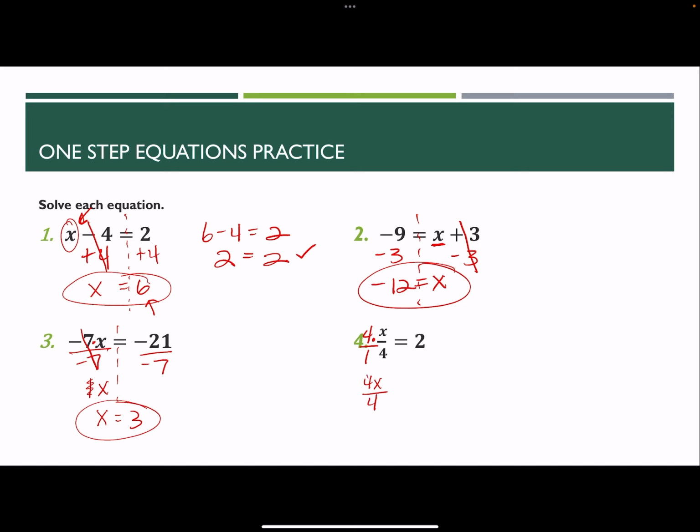Well, what's 4 over 4? 4 over 4 is 1. So I have 1x, or in other words, just x. But when I multiply the left side by 4, I have to multiply the right side by 4 as well. So 2 times 4 is 8. So x is equal to 8.